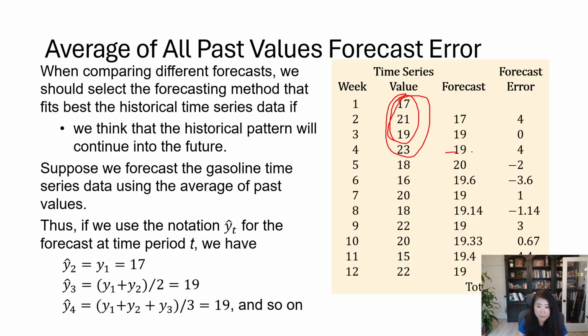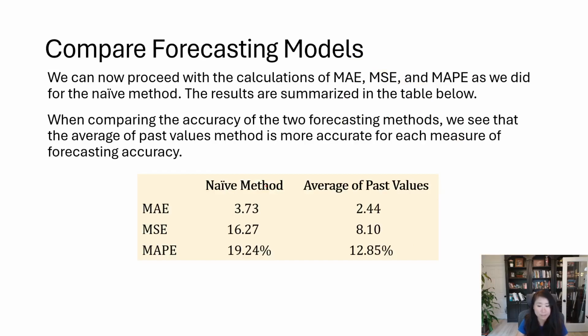Now, based on this data, we are able to calculate the forecast error. And after we get the forecast error, we can calculate the metrics we just learned, right? So now, let's compare. Which model is better, the naive method or the average of the past values? The first metric we're using is MAE, mean absolute error. The second is MSE, mean squared error. The last one is MAPE, mean absolute percentage error.